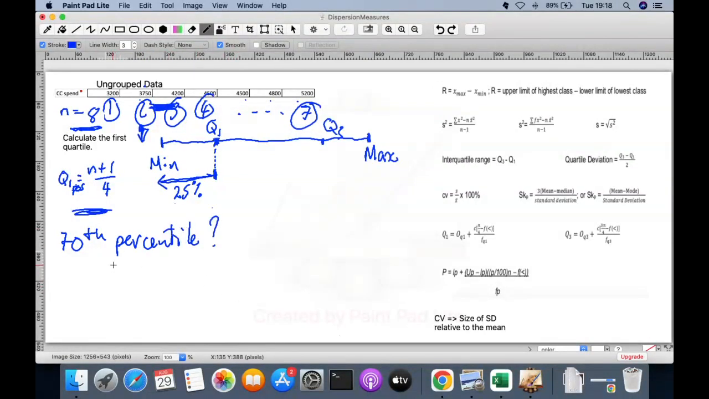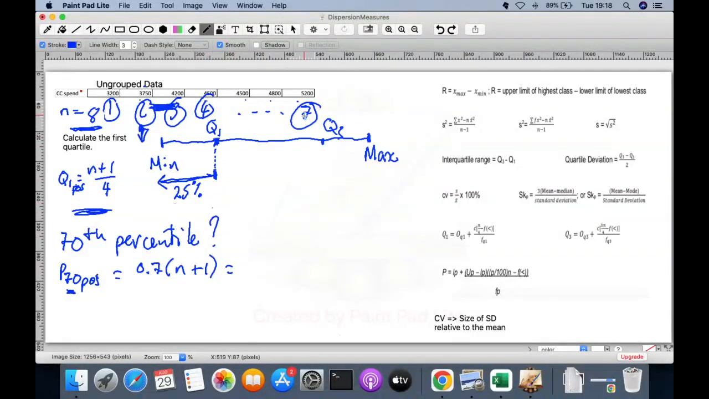All right, so how we do that is we first find the position. You can call it whatever you want in terms of notation, but I'm just going to write P70 because I know it's the 70th percentile. So the first thing you need to do is work out the position, just like before. To get the position for any percentile, in our case the 70th, that means 70%, so 0.7 times n plus 1. That's how you get the position.